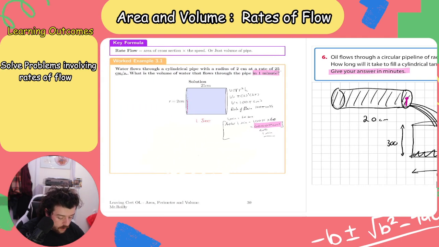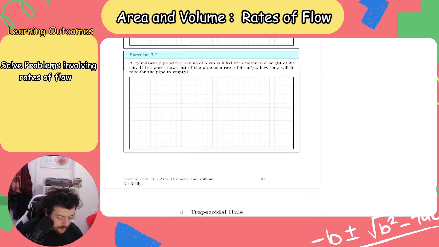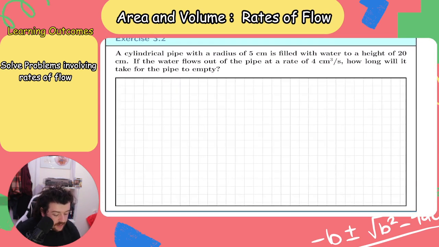So let's look at one more question now. A cylindrical pipe with a radius of 5 centimeters is filled with water to a height of 20 centimeters. If the water flows out of the pipe at a rate of 4 centimeters cubed per second, how long will it take for the pipe to be empty?